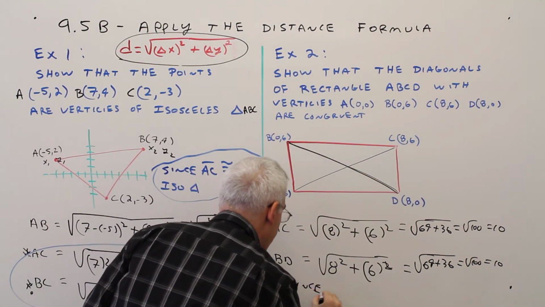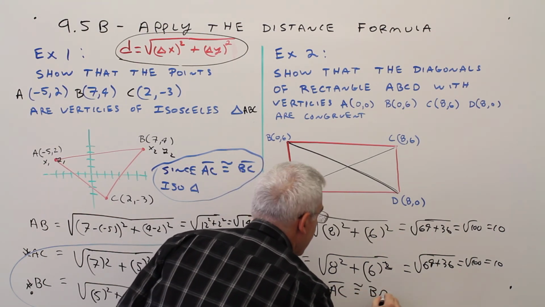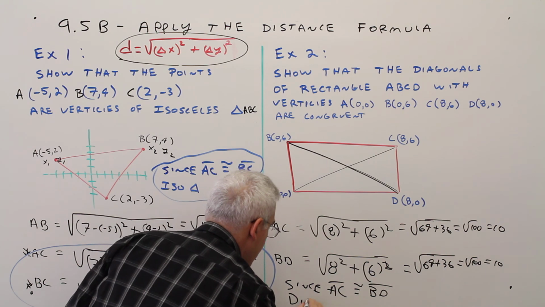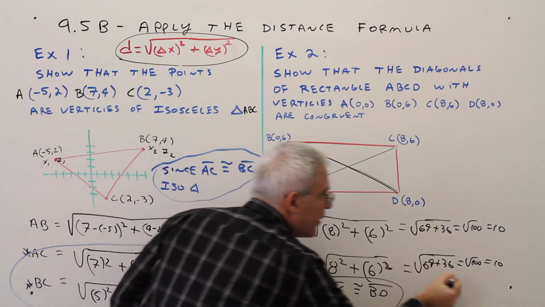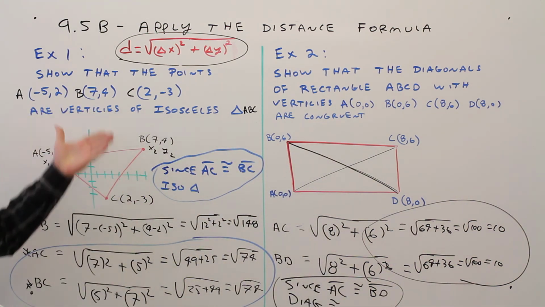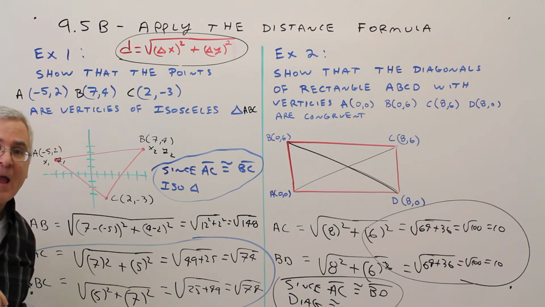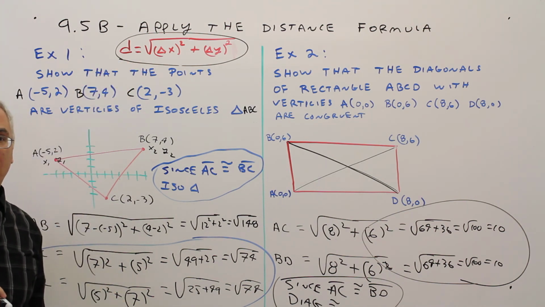So since AC is congruent to BD, the diagonals are congruent. Again, you've got to show your supporting work. So there you have it, a couple examples applying the distance formula, and moreover, my simplified version of the distance formula.